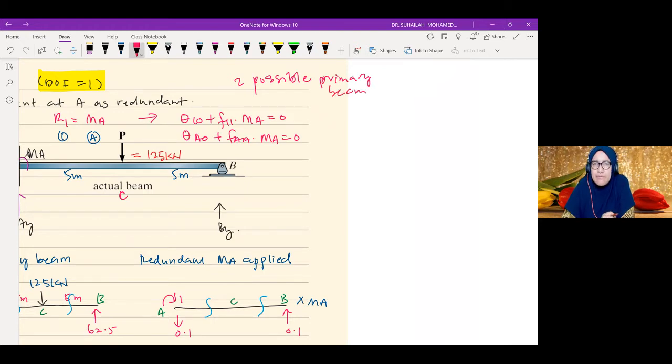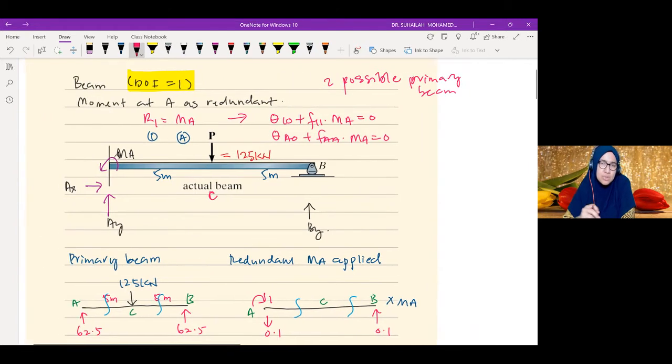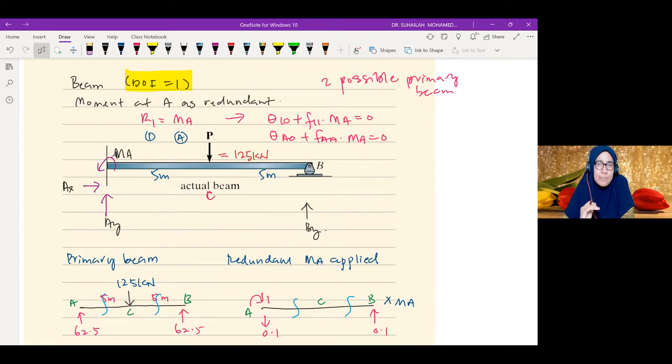Because we know that for beams, we have two types of determinate beam. We have either a cantilever beam or a simply supported beam. So when we remove BY, we have a cantilever beam. When we remove the moment at A, we will get a simply supported beam. So this is the case where I choose the simply supported beam as the primary beam. So I remove MA, so our redundant in this case is MA. When I remove the moment at A as the redundant, I will get this equation.